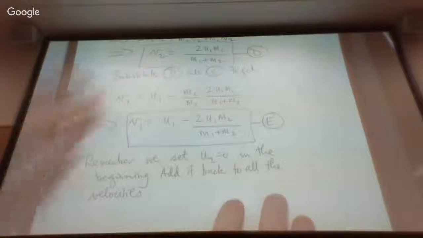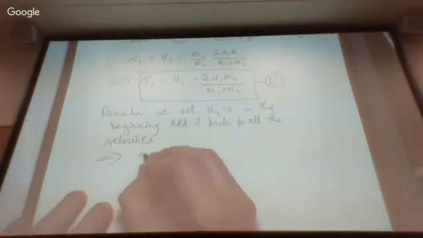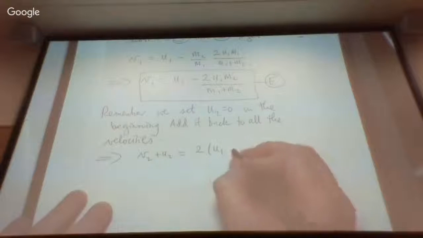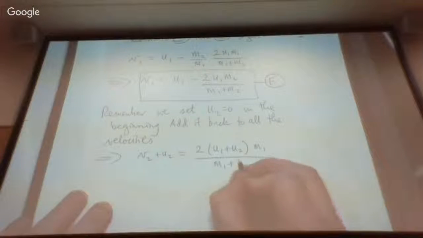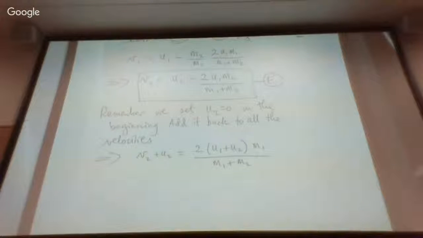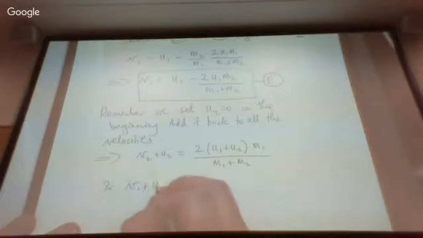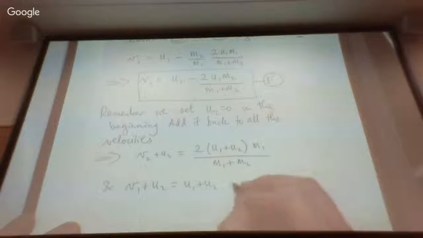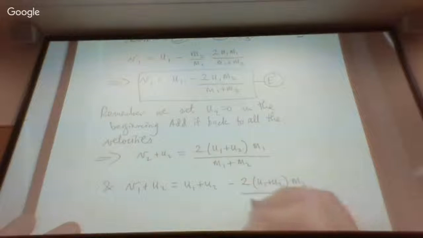So all the velocity terms we see here, we'll now replace them with themselves plus U2. So when you take equation D there, on the left-hand side, you now have V2 plus U2. And this is equal to 2 times U1, but I now have to replace U1 with U1 plus U2. And this is still multiplying M1 over the sum of the masses, M1 plus M2. So you get this equation, and the equation from E, which is V1 plus U2 is U1 plus U2 minus 2 times, and again, instead of U1, I've got U1 plus U2, and this is now multiplying M2 over M1 plus M2.